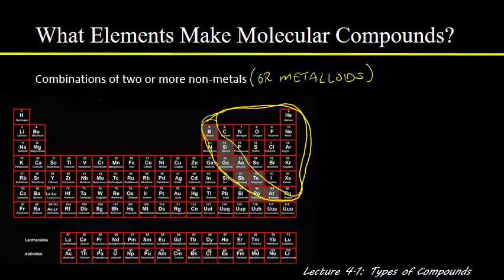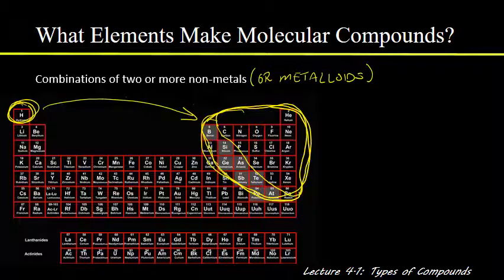And remember, we should think of hydrogen as being over here, even though it's on the left side of the table, it's a nonmetal. So anytime we form a compound using these elements, the compound is going to be molecular or covalent, just two synonyms for the same thing.